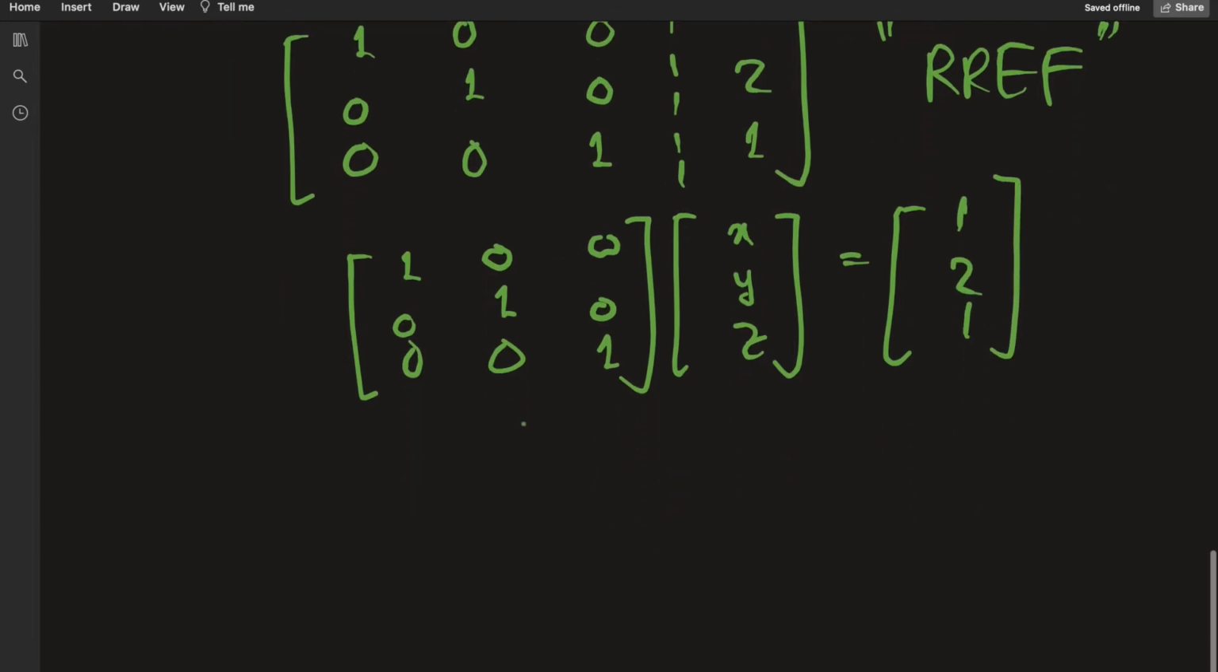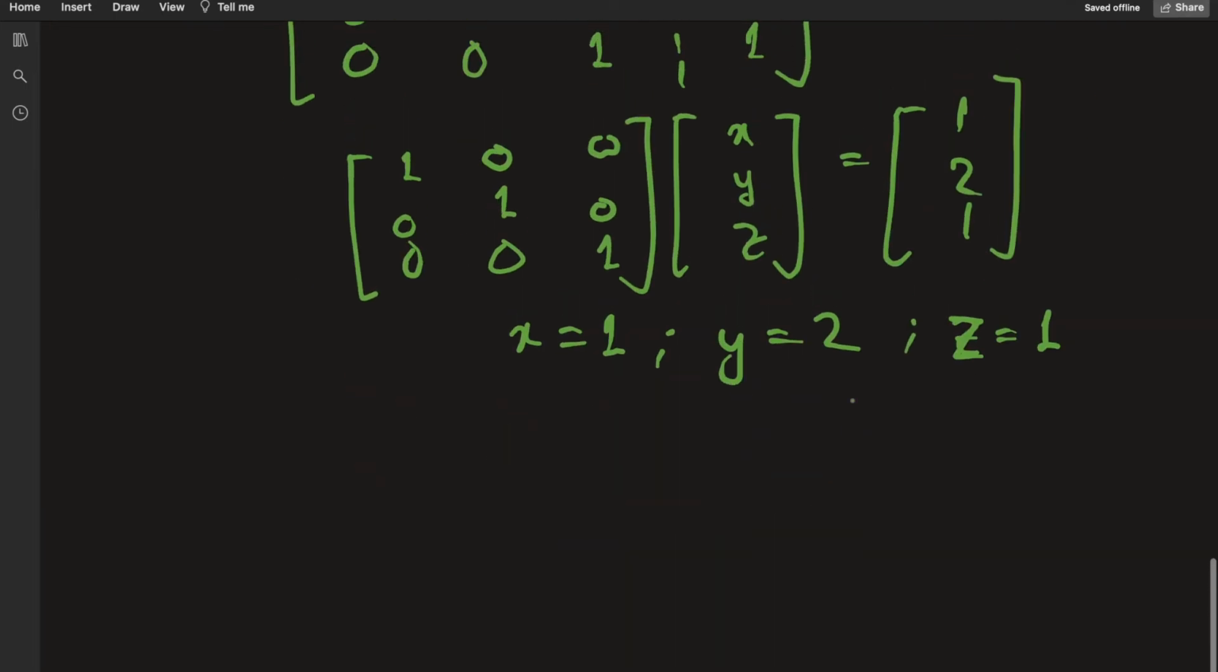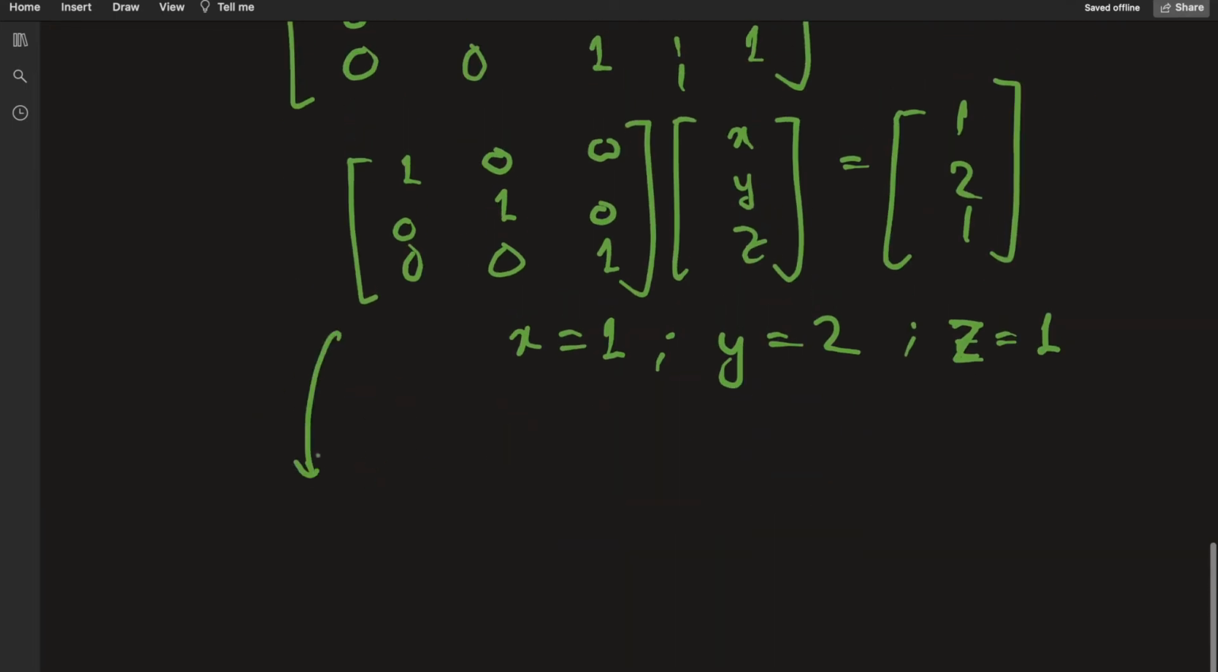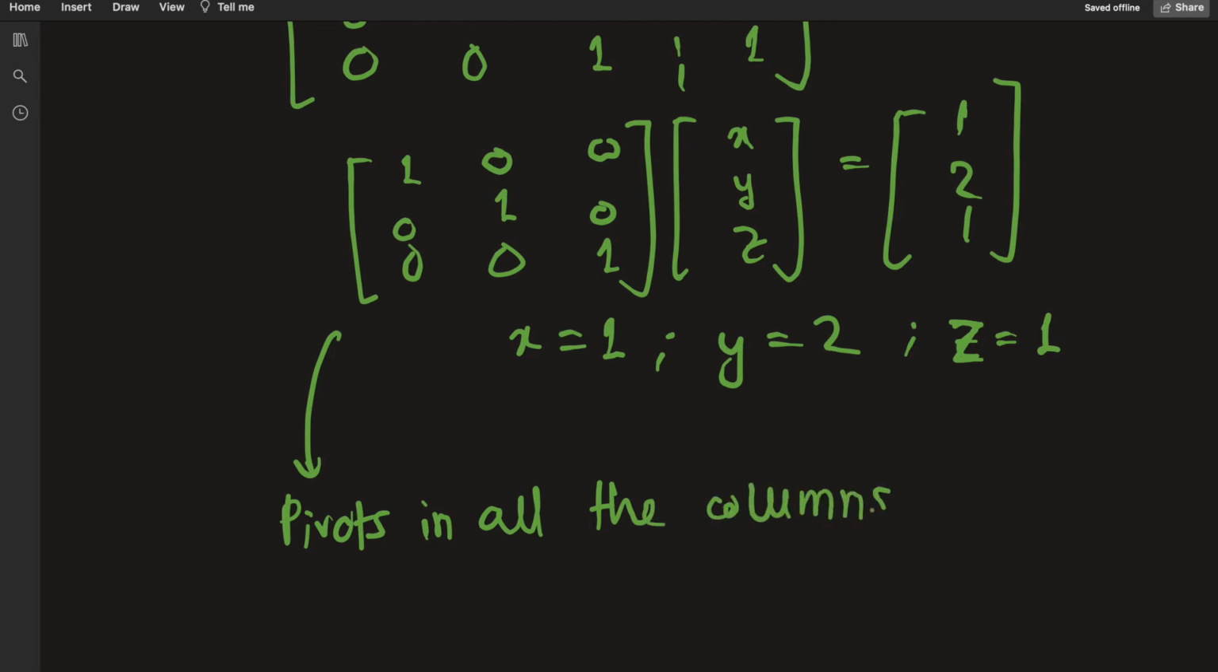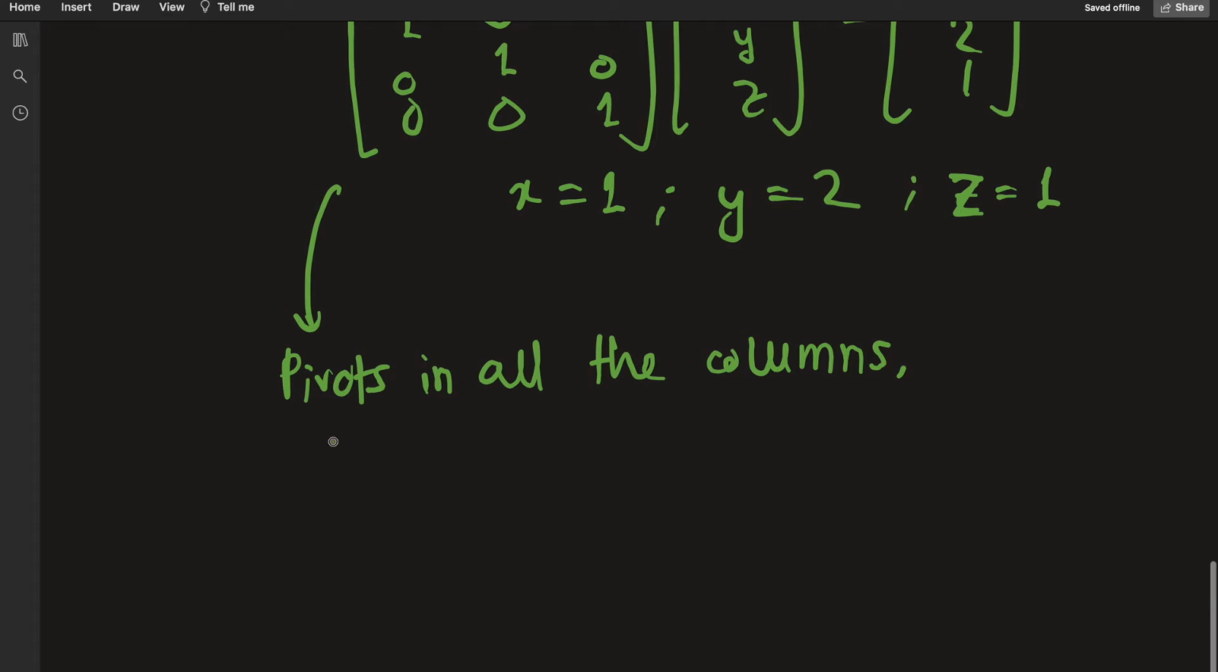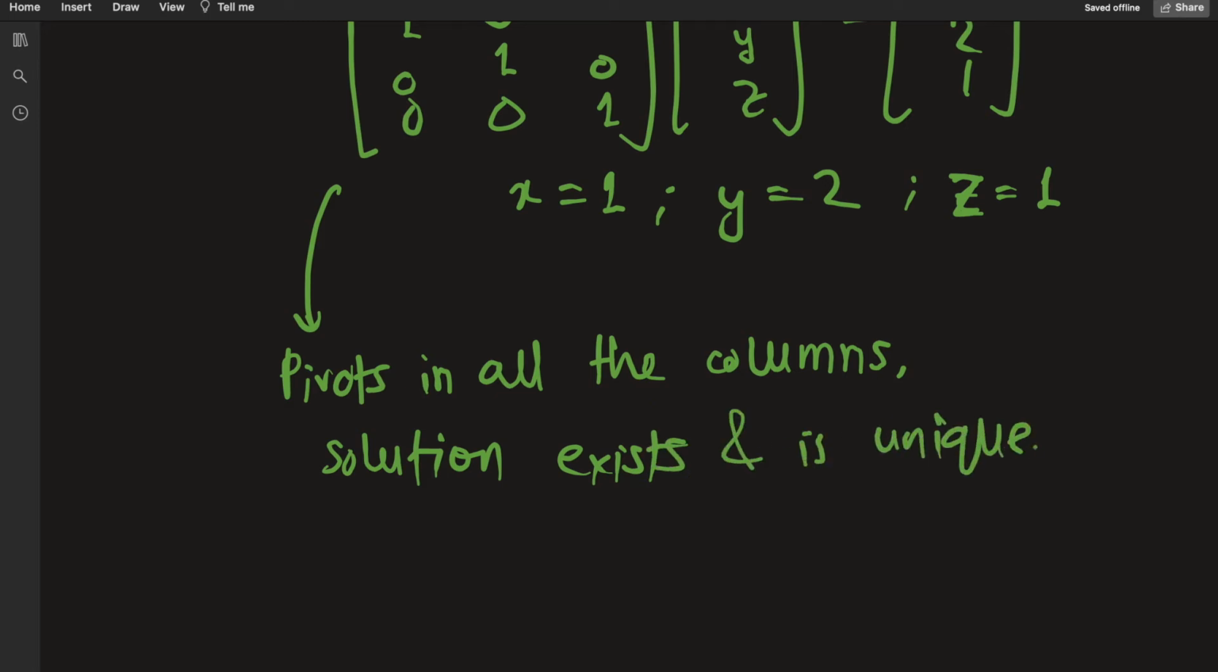You can multiply and notice that x is equal to 1, y is equal to 2, and z is equal to 1. See, we have precise solutions. There's just one solution. We're damn particular about it. I mean, it's pretty evident that if we have pivots in all the columns, a solution exists and is unique.